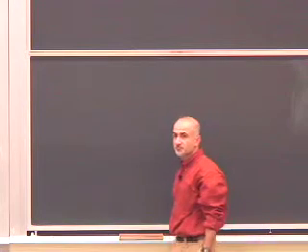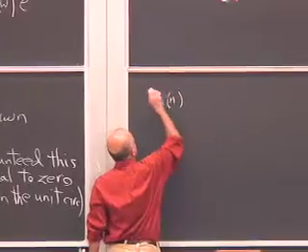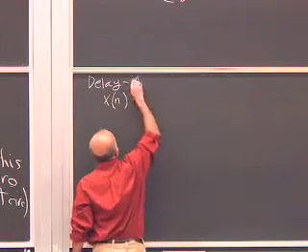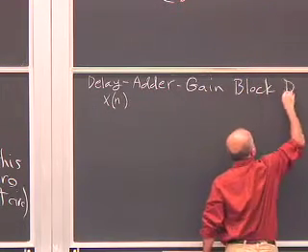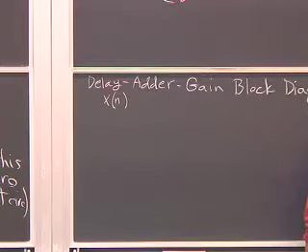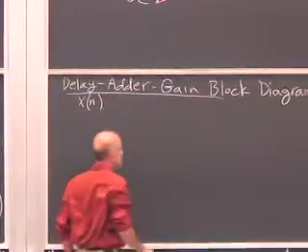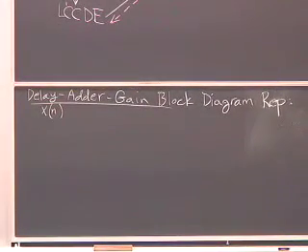There's also a graphical method of representing this, which is the way you would implement this on a computer. So let's look at this system right there. I have an x of n graphical way. So this graphical way is called the delay adder gain block diagram representation. When I want to implement this, how many storage elements do I need to figure out the output at any given time?